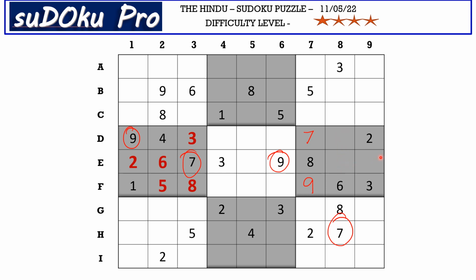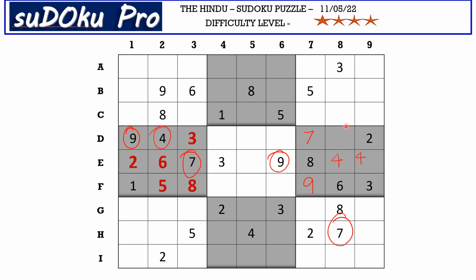Now there are 3 empty cells left and the missing numbers are 1, 4 and 5. We do not have much clues. We have only a 4 here by which we know that this 4 blocks here. So these 2 cells take 4. That's it. We do not have much clues about 1 and 5. Okay, so let's move on.